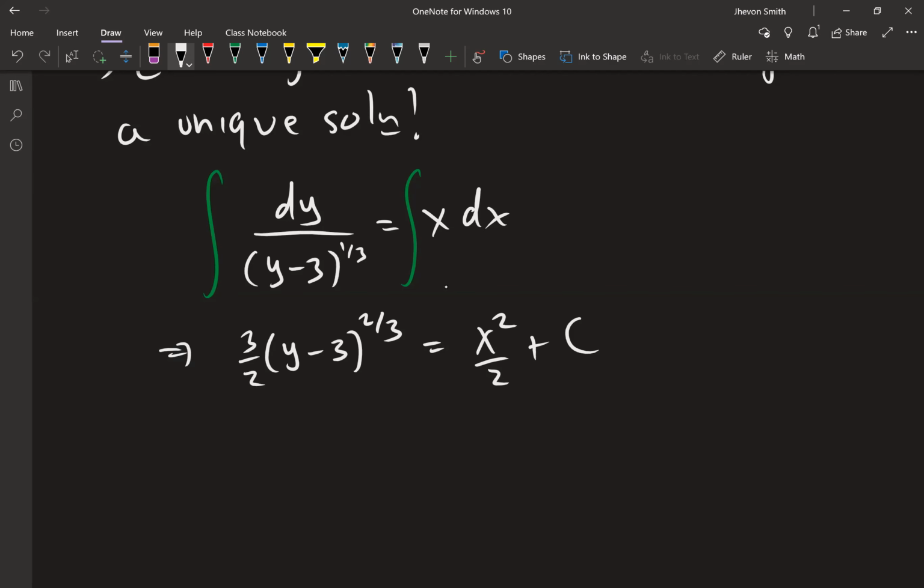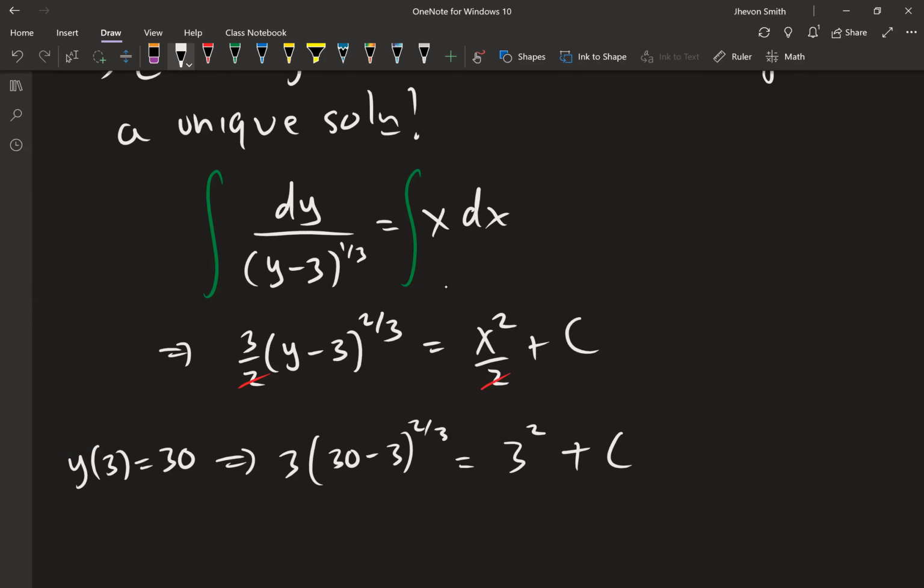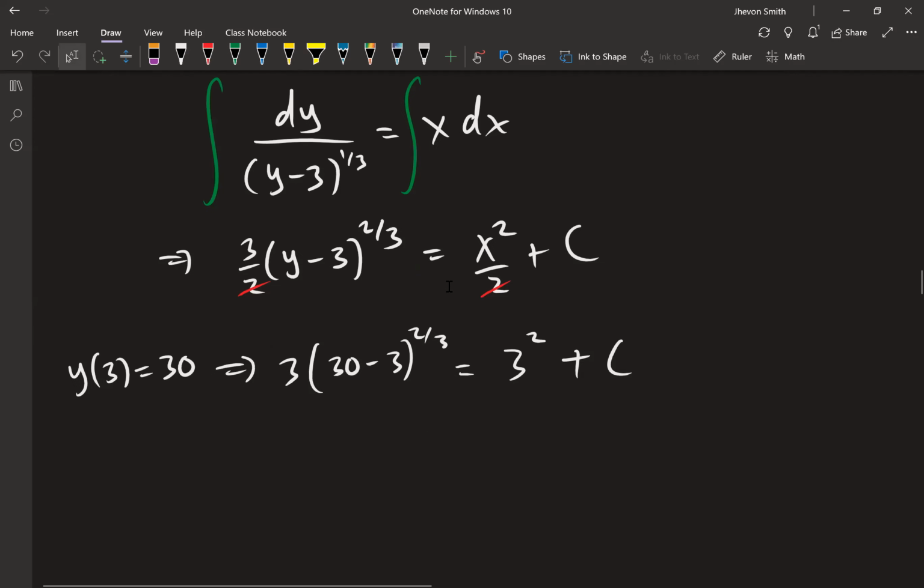Here, let's actually plug in the initial condition. I can multiply both sides by 2. And if I plug in the initial conditions, y of 3 equals 30. This means on this side, I can plug in 30. And on that side, I can plug in 3. And I can actually solve for c from that.